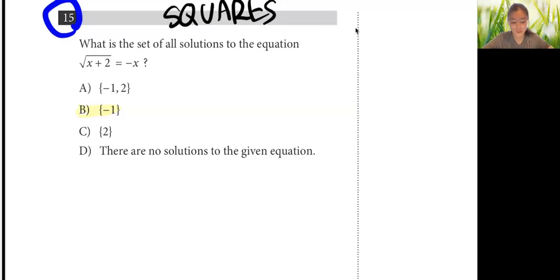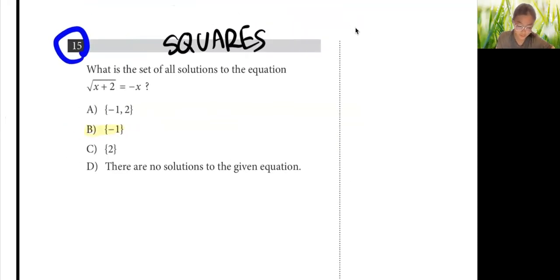In this video, I'll be going over practice test number 9, no calculator section question 15. So let's get started. This is going to be a squaring question. It asks, what is the set of all solutions to the equation square root of x plus 2 equals negative x? So we need to find x. And how would we do that?